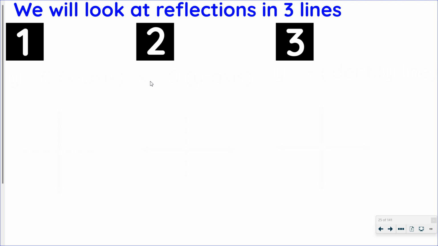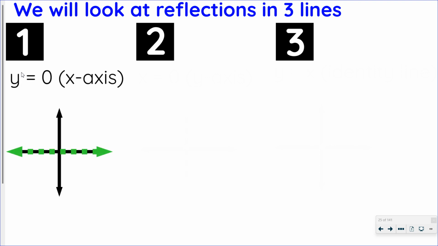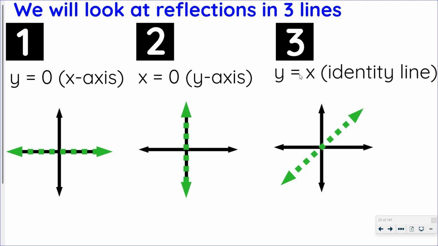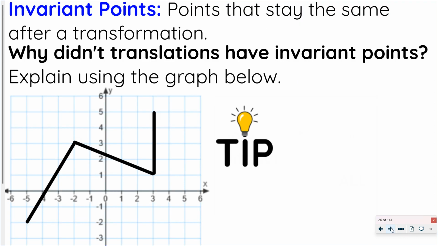In this course, we're going to look at three types of reflections. We're going to look at reflections in the line y equal to 0, the x-axis, reflections in the line x equal to 0, the y-axis, and reflections in the line y equal to x, the diagonal identity line. In this video, I will only cover 1 and 2. We'll cover 3 a little bit later.